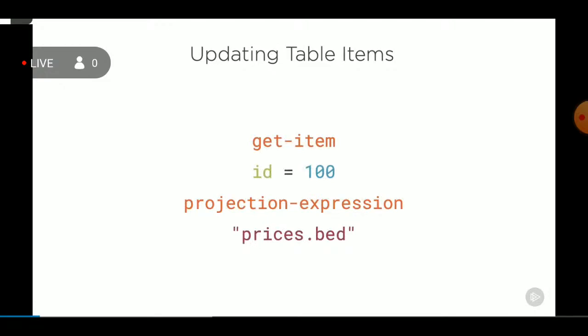We can use operation getItem to get item with ID of 100, and then we can use projection expressions along with the dereference operators to specify that our attribute is embedded within another attribute. For maps, we can use the dot as the dereference operator to specify that in map prices we want bed. The query would effectively return only the price of bed and would not return other attributes in the price map.